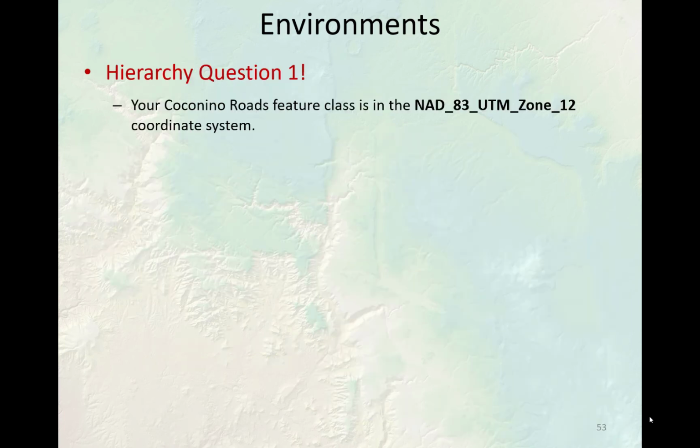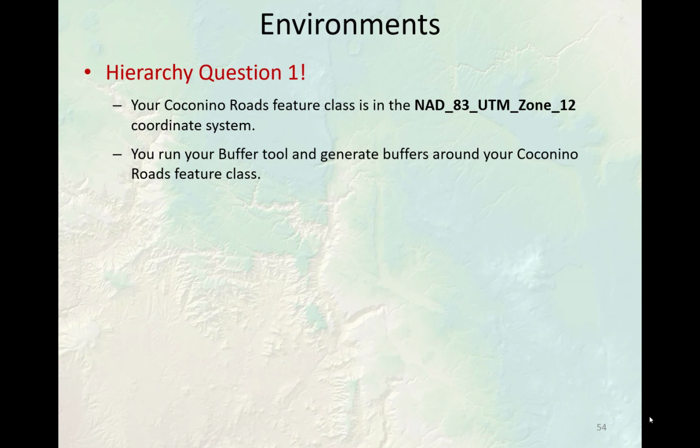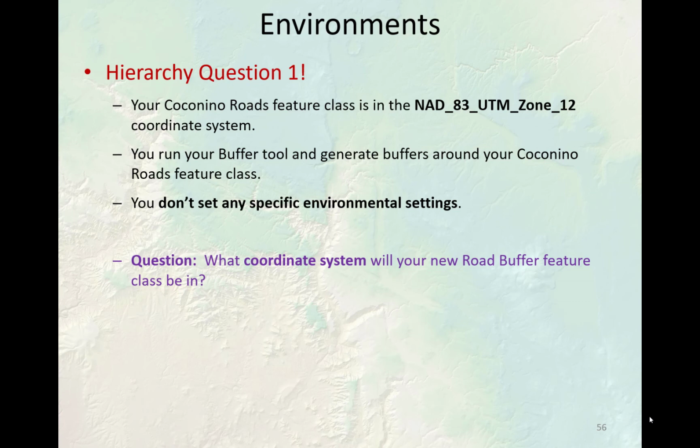Now let's think of the consequences of these, and I have 4 questions here for you to consider. These 4 questions will also be on the homework, so make sure you understand what's going on here. So let's consider a scenario. We have a Coconino Roads feature class. That feature class itself is in NAD83 UTM zone 12 coordinates. Now we want to run the buffer on them, so we run the buffer tool, we generate buffers. We have not set any environmental settings anywhere. After we run the tool, what coordinate system will the roads be in?